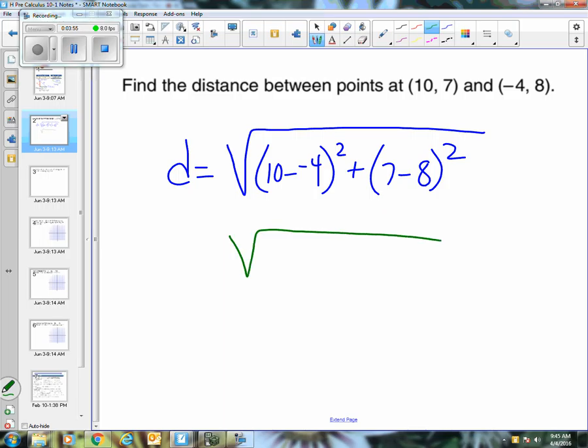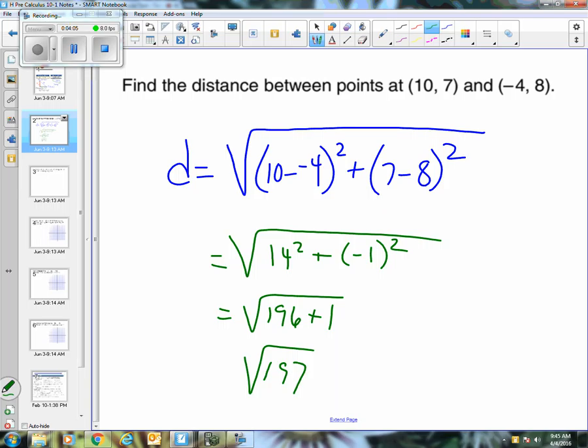Be careful. So we'd have 14 squared plus negative 1 squared. So that would give us 196 plus 1. So it gives us the square root of 197. The biggest issue that people run into, obviously, is just the calculations get haywire with the sign, so just be careful. All right, let's talk about how we can write our answer.